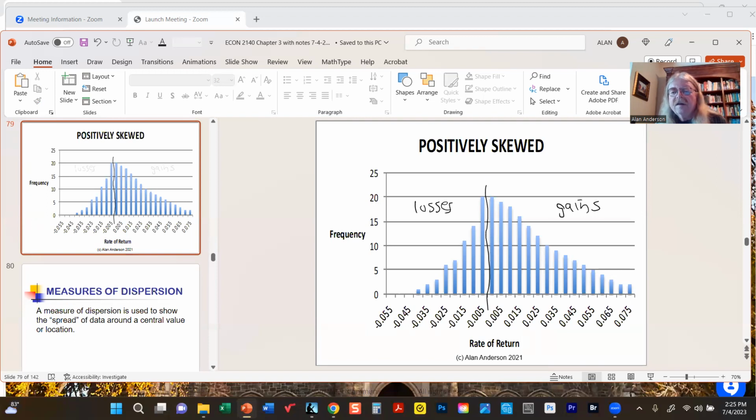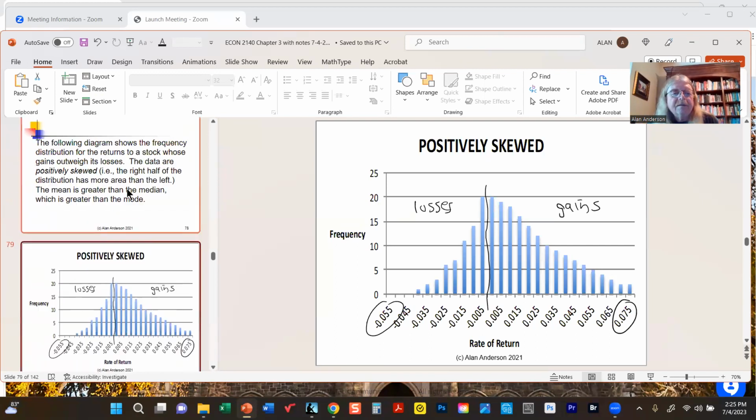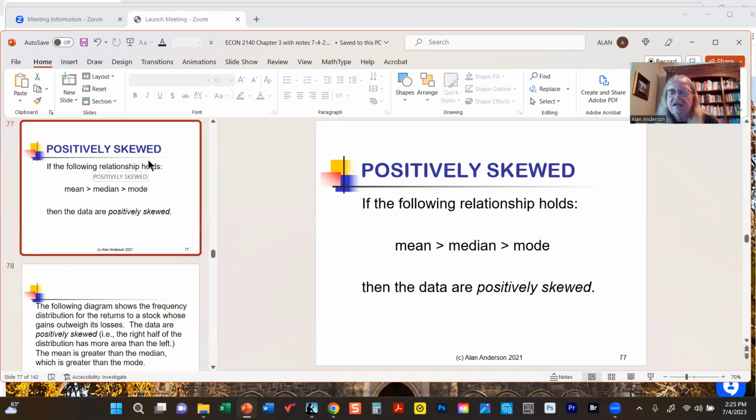And furthermore, you have some pretty nice large gains in here. The smallest or the worst loss is a loss of 5.5%, but you do have a gain in here of up to 7.5%. So this is what you're hoping for when you own stocks or any investment. We call this positively skewed. So that means that this is happening.